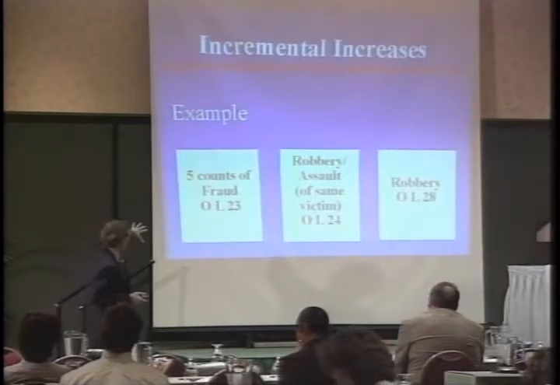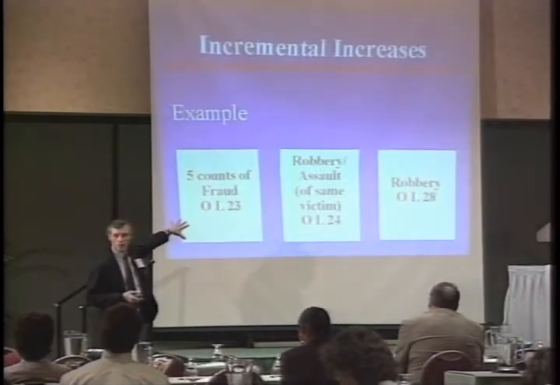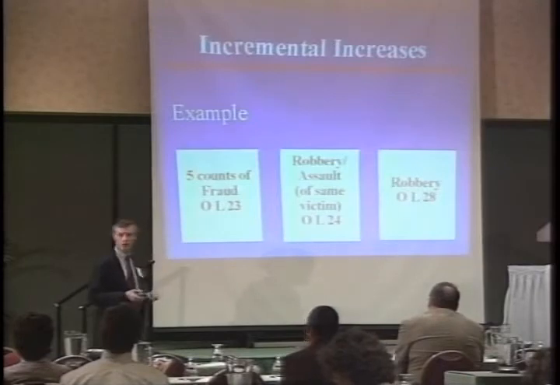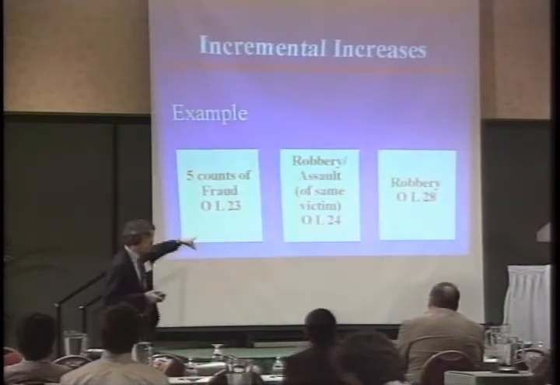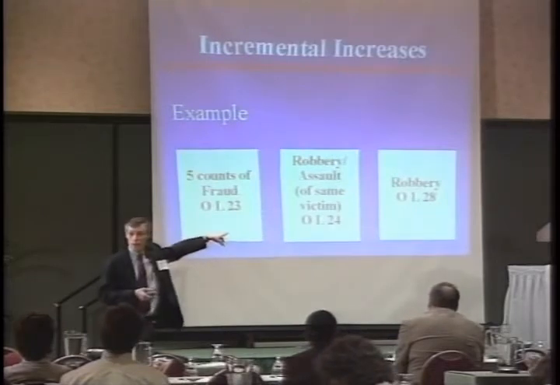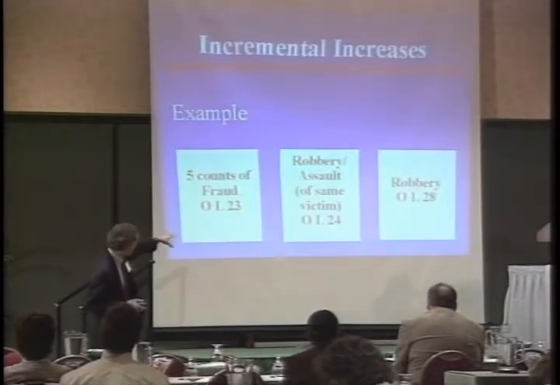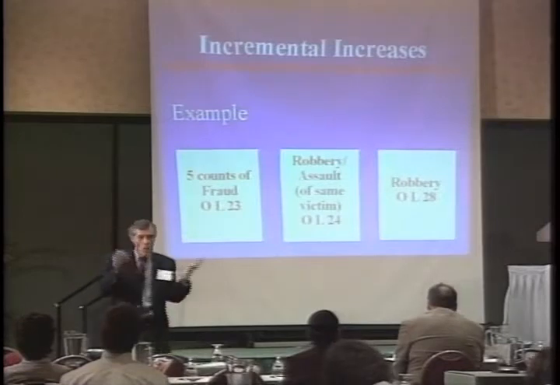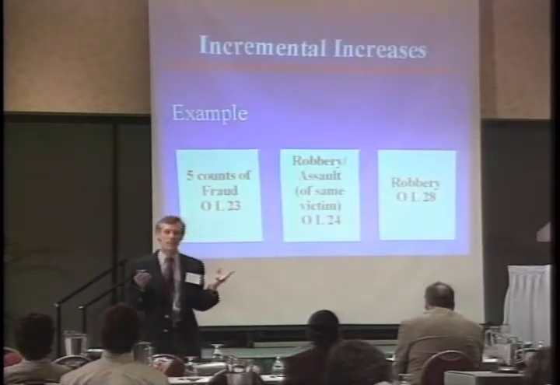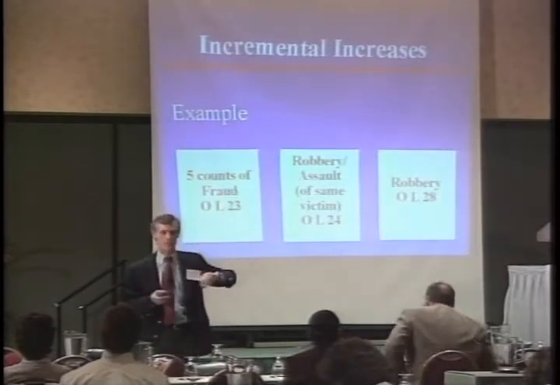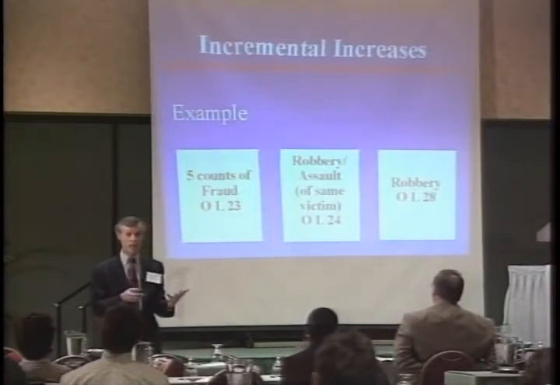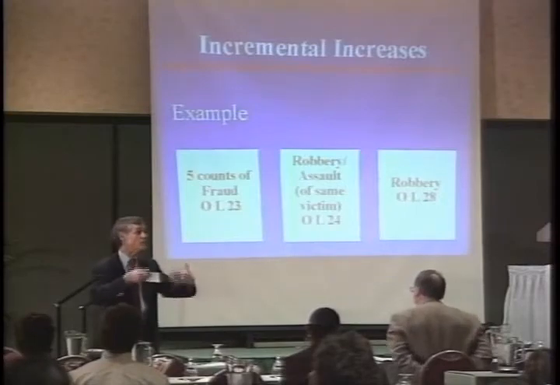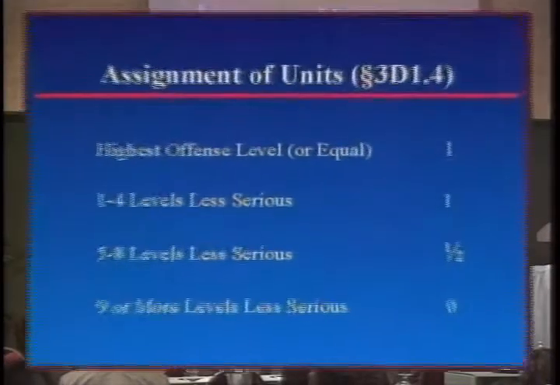I've got the 5 counts of fraud that I've grouped together because they all grouped under Rule D, and the offense level for those was a 23. I had a robbery and assault of the same victim, and I grouped those 2 counts together, and they got a 24. I had a separate robbery that was a 28. Out of 8 counts of conviction, going through my grouping rules, I decided, well, 8 counts of conviction, but just really 3 harms. And here's the offense levels for the harms. Now, I want to give some increase in punishment because there's not just 1 harm here, there are 3 harms. We want to give some more punishment for 3 harms.